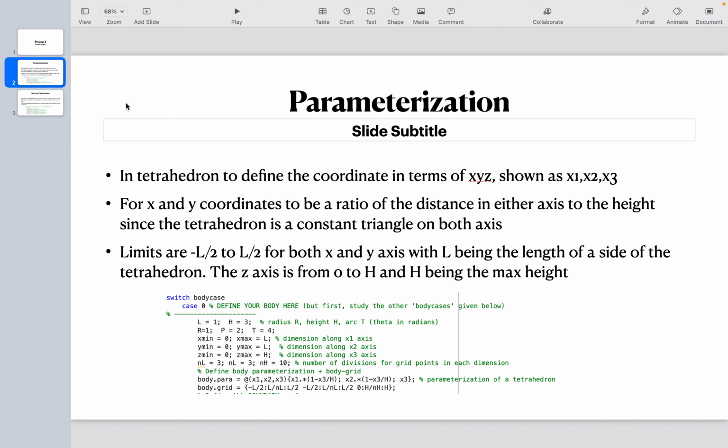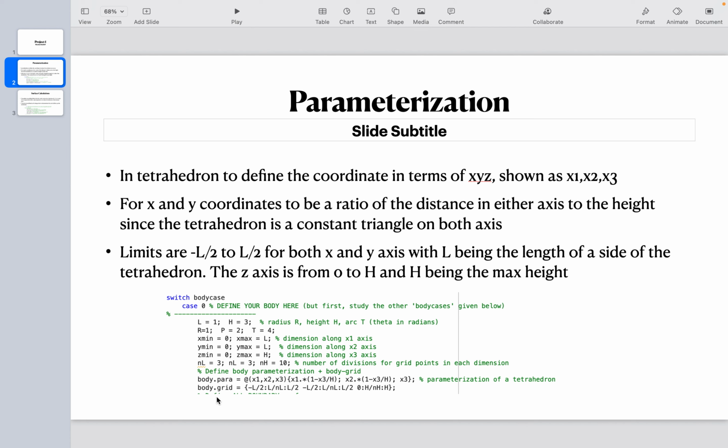So how I did the parameterization is that the shape I decided to go with was a tetrahedron. For this I decided to go with an XYZ coordinate system, since there were no circular components in which I would use any form of angles, which is why I went with a simple XYZ, shown as x1, x2, x3. For the x and y coordinates, since this is a tetrahedron, on either side for the x and y components it would be a triangle, and you're able to describe that relationship between the distance in either x or y in relationship to its height in the z.